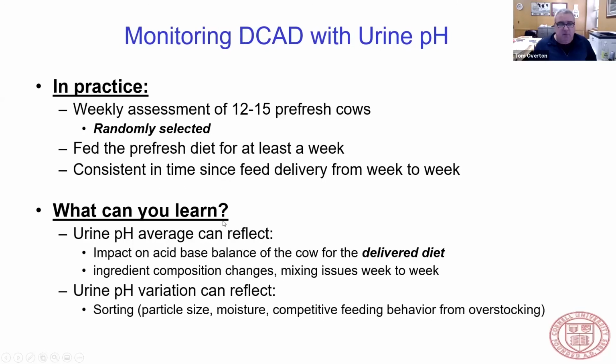Okay, what can you learn? Well, it certainly shows you what is really going on in the cows with that delivered diet. If the average varies week to week, it tells you you've got some ingredient composition changes, forage changes, mixing differences week to week, things like that. If they're more variable, it tells us they're sorting. So the more variable they are, usually that points towards sorting.